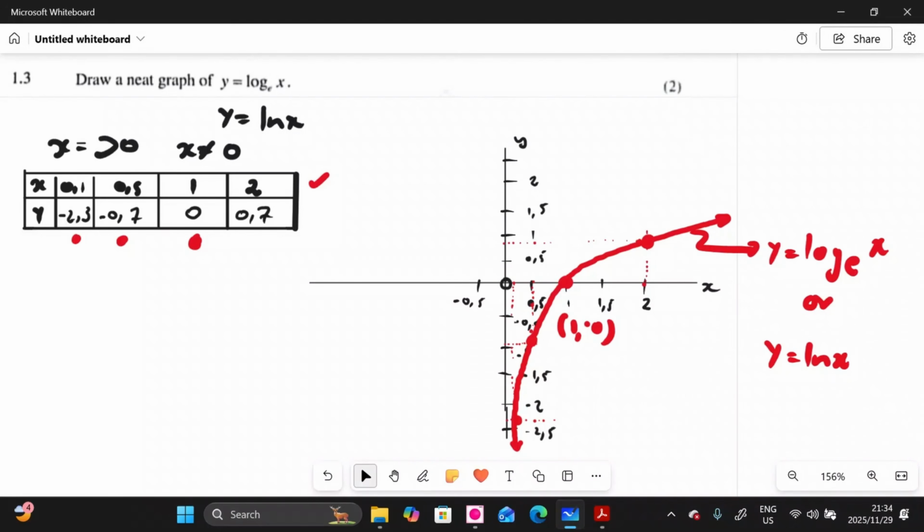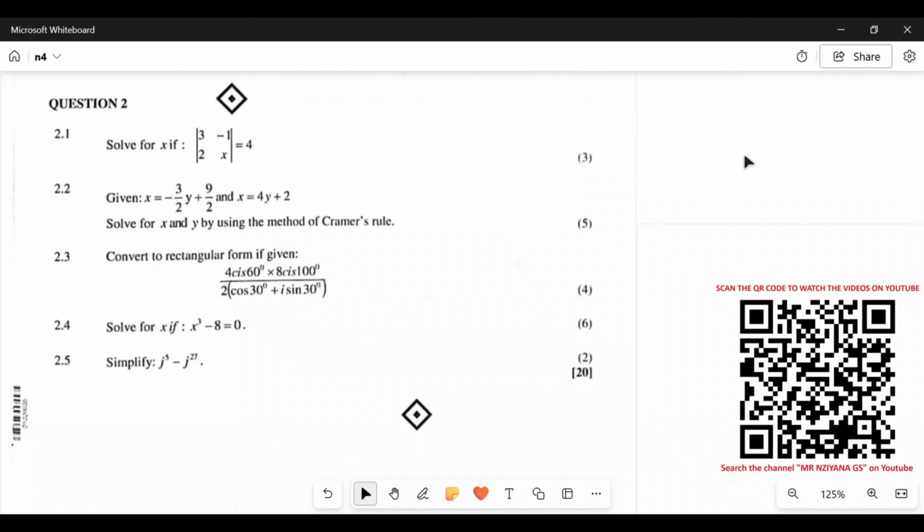Next time we'll be doing question 2 of this question paper. Here's our question 2. As you can see, question 2 consists of 5 questions, and it is mostly complex numbers and determinants. So we're going to start with 2.1 and continue with 2.2, 2.3, 2.4, and 2.5. Let me just create a space and then let's do 2.1.